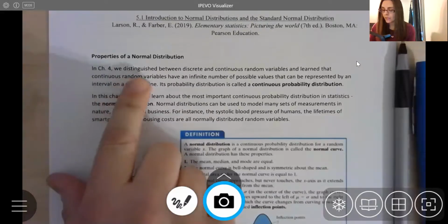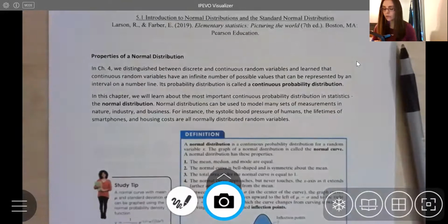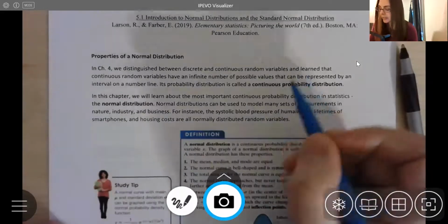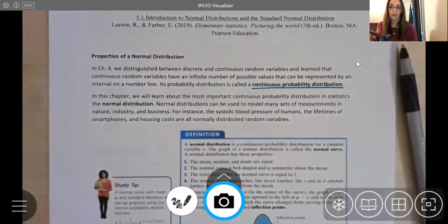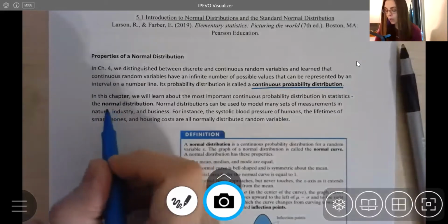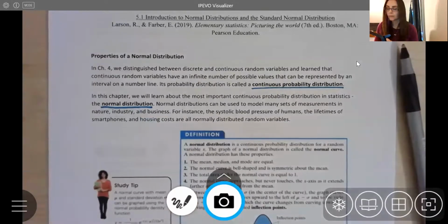In chapter 4, we distinguished between discrete and continuous random variables and learned that continuous random variables have an infinite number of possible values that can be represented by an interval on a number line. Its probability distribution is called a continuous probability distribution, and that's what we're focusing on in this chapter. We'll learn about the most important continuous probability distribution in statistics, which is called the normal distribution, and you'll also see it referred to as the bell curve.